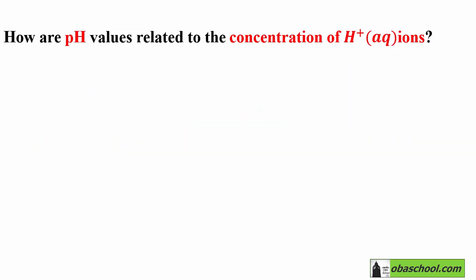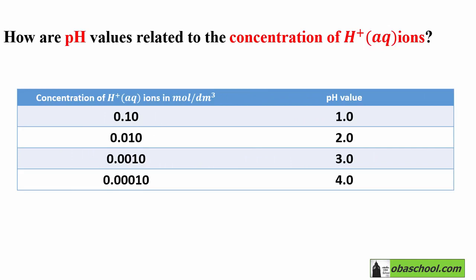and thus the pH value is equal to 2. This table shows different concentrations of H+ ions in a solution and the corresponding pH values. When the concentration of H+ ions was 0.1, the pH value was 1. When we diluted this solution 10 times, the concentration became 0.010, and the pH value is 2. Let's dilute this solution 10 times. So now the concentration of H+ ions is 0.0010. We will find that the pH value is 3.